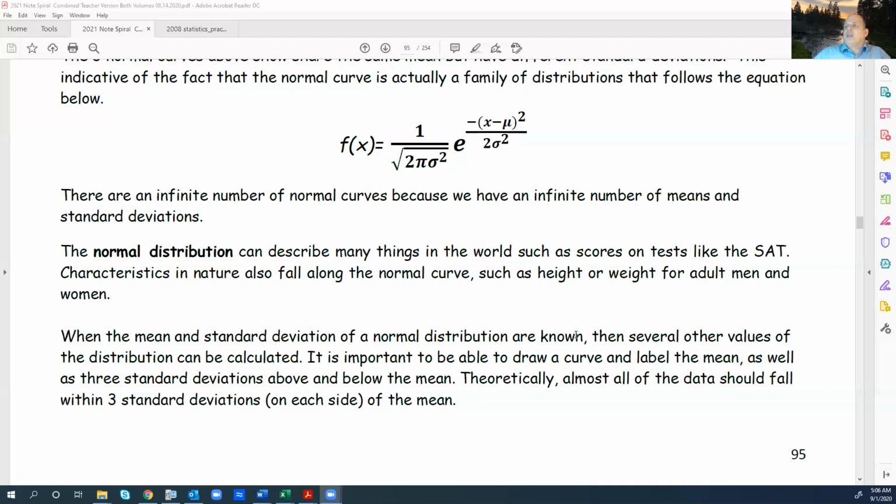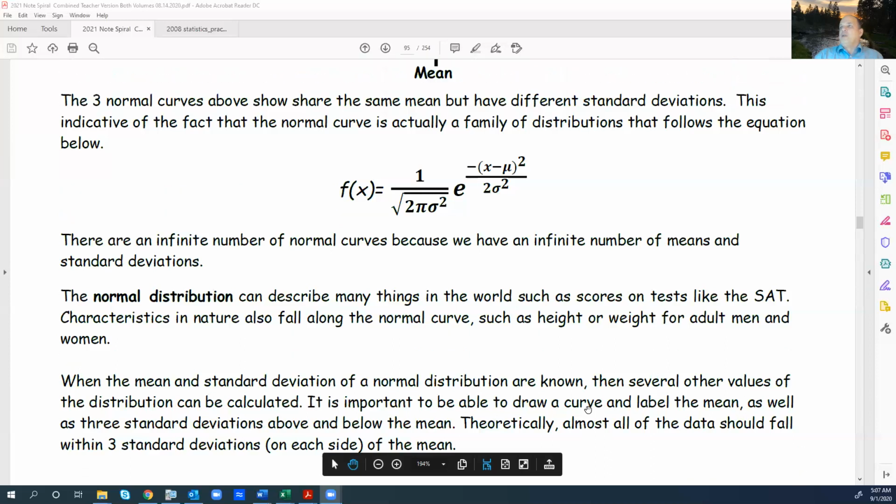One last thing, theoretically, almost all the data lies within 3 standard deviations of the mean, and we'll talk about that in just a moment. When I say almost all of it, 99.7% falls within plus or minus 3 standard deviations. So that's almost a full 50% on each side. So 99.7% lie within plus or minus 3 standard deviations. Once again, the normal curve, extremely powerful, and that's our introduction.